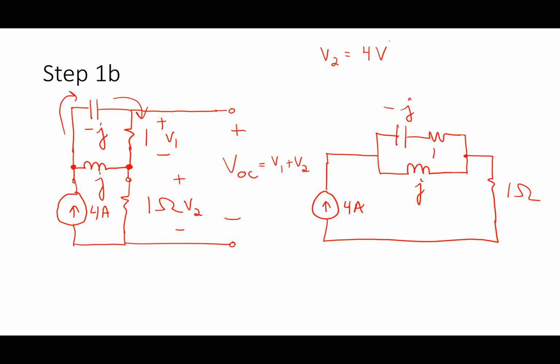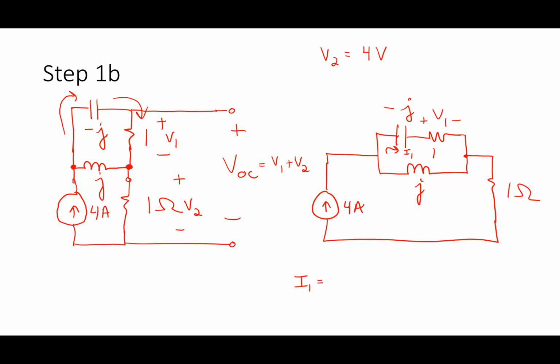Where's V1? Well, V1 is the voltage across that 1 ohm resistor right there, which means I have to find the current through this branch here. So how would I find the current through that branch? I'm going to do a current divider, right? And how do I approach that? I'm going to call this one I1 right here. How would I find I1?